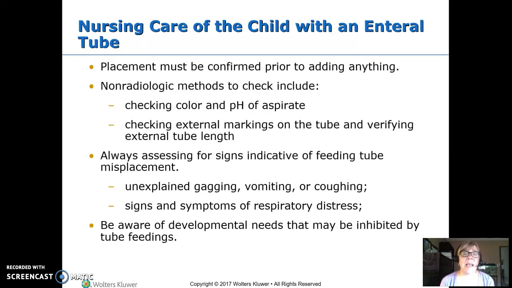So when a kid does have an enteral tube, know your policy, check placement before you use it to give anything. At Valley Children's, for gastric, you're not required to get an x-ray. If you go jejunal, you are. So know your policy, but other ways to check are looking at the aspirate. What color is it? What pH is it? And after it's been in, is the marking the same? Has it moved at all?